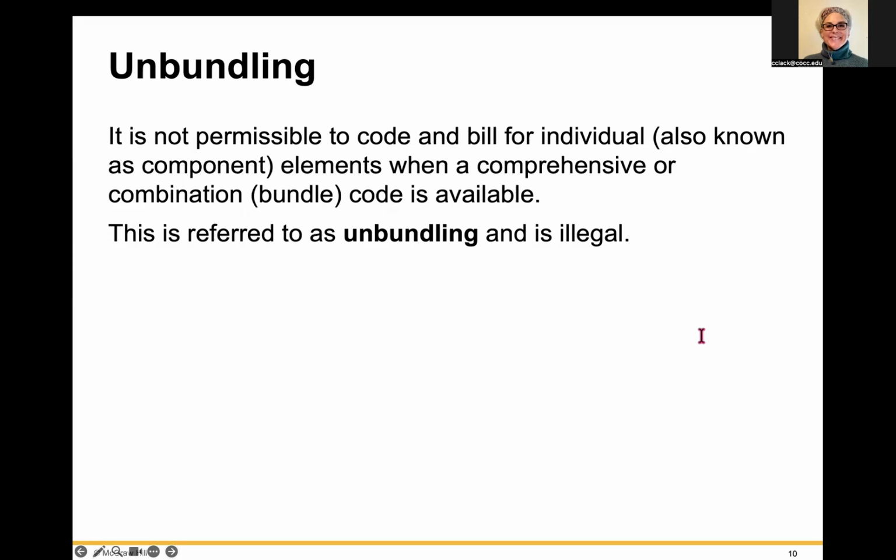And that's very illegal. So once again, you want to ask yourself, do I look good in stripes or orange? Because that's where unbundling can get you. Something you never want to do.